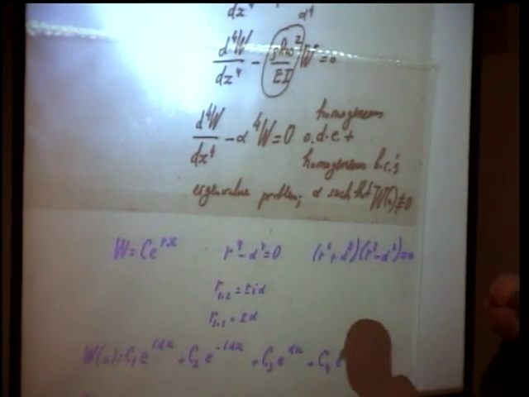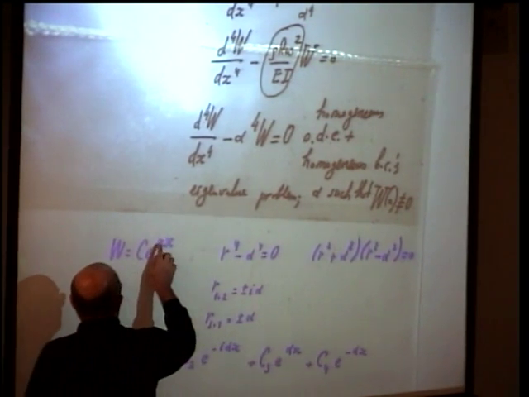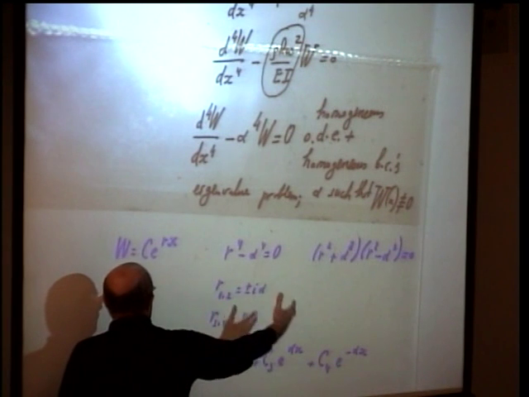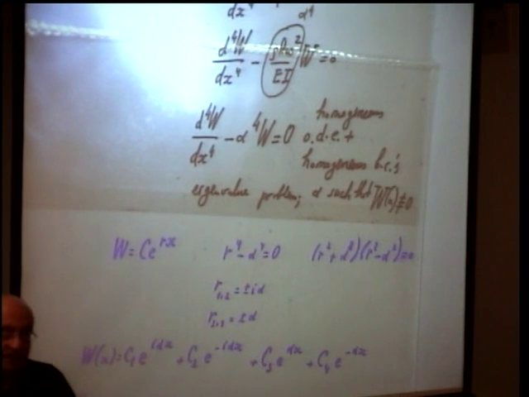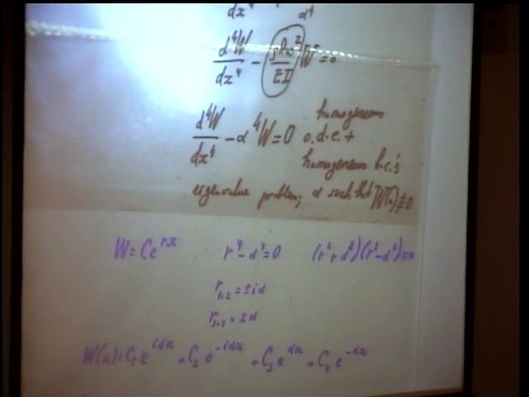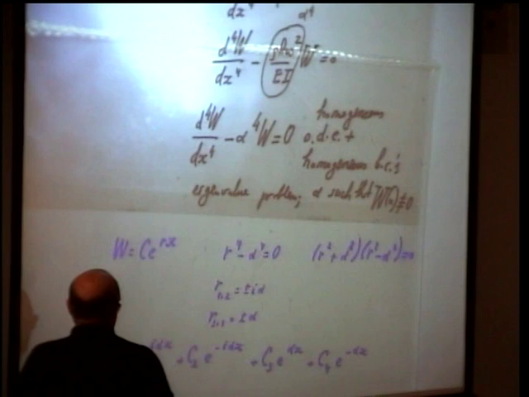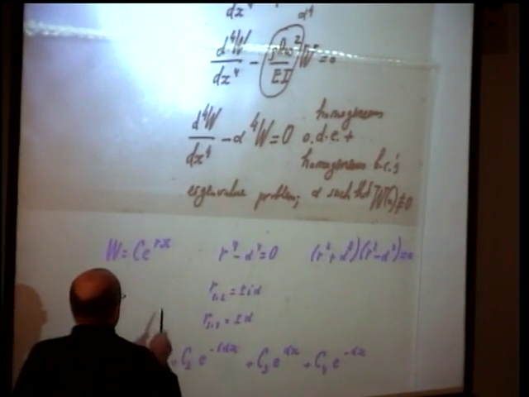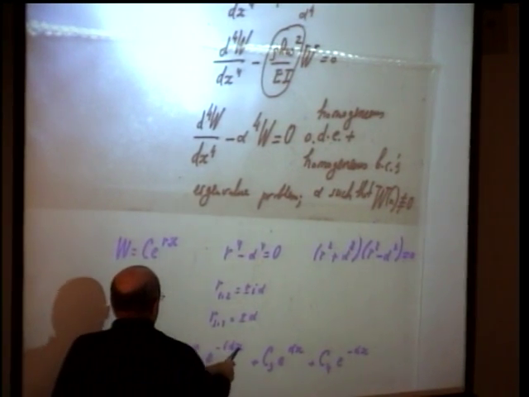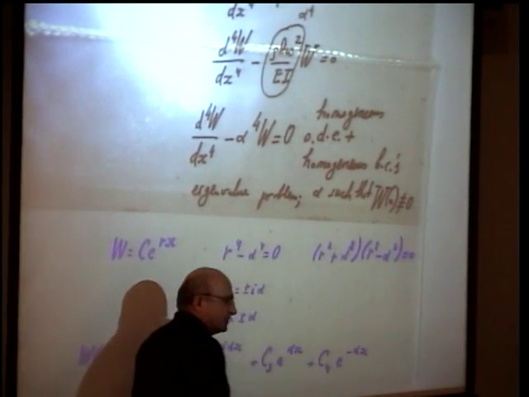Okay, then I will substitute. I was looking for C e to the power Rx, and I found that there are 4 kinds of R. This is like a restaurant that serves a full dinner containing 4 courses. So this solution is a combination of C1 e to the power i alpha x, and e to the power minus i alpha x, e to the power alpha x, e to the power minus alpha x.